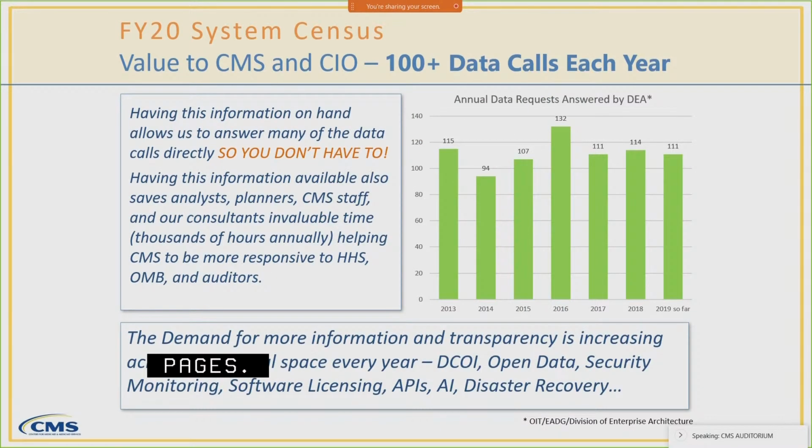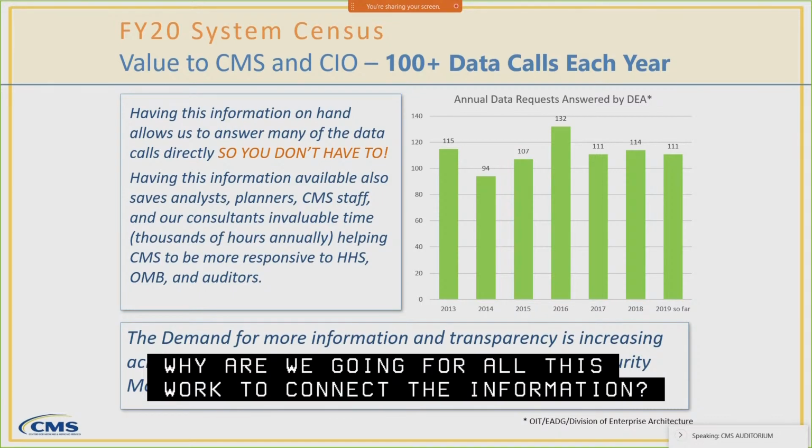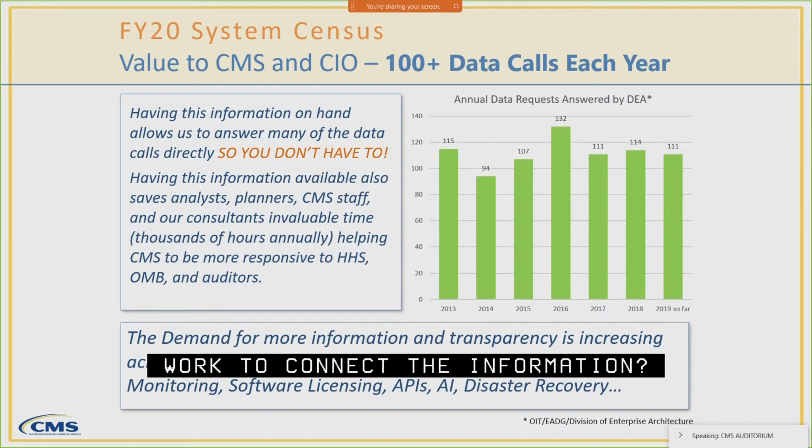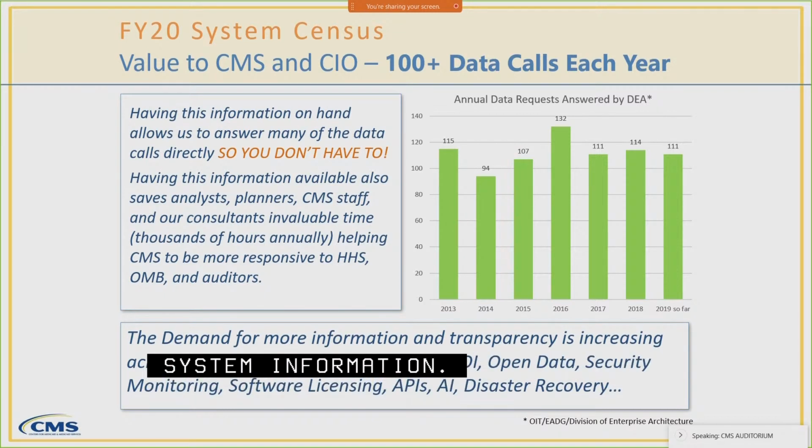So why are we going through all this work to collect this information? Why do we have the system census? The CMS Enterprise Architecture Program is required by OMB and HHS CIO to maintain and update a system inventory with core system information. More than those requirements, we use this information constantly.